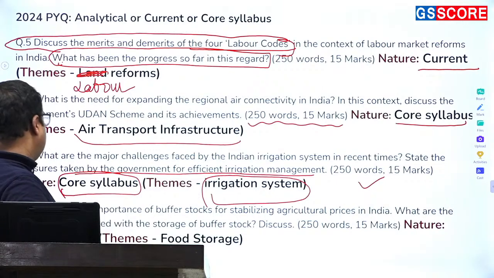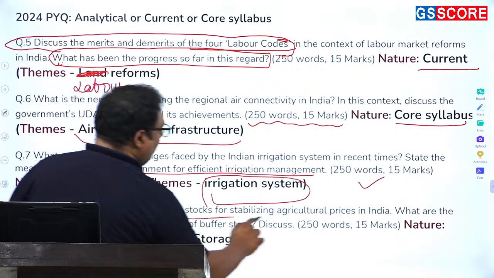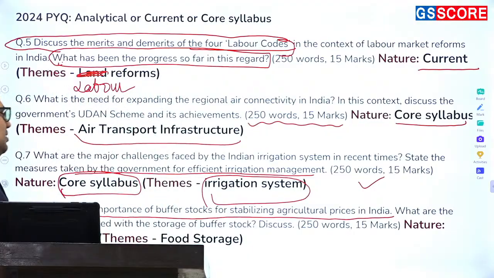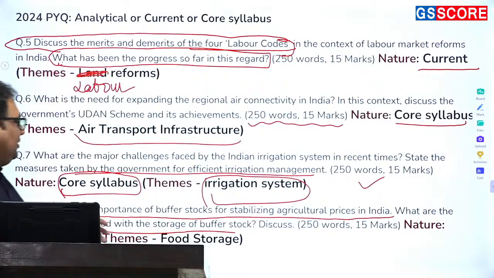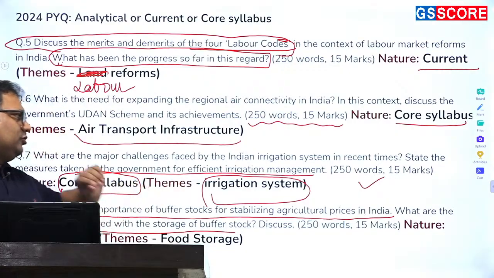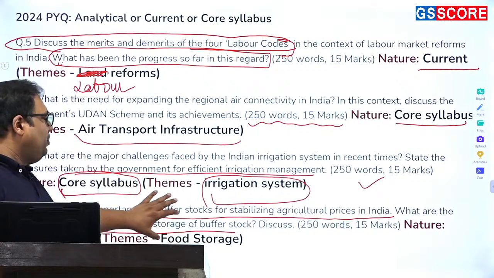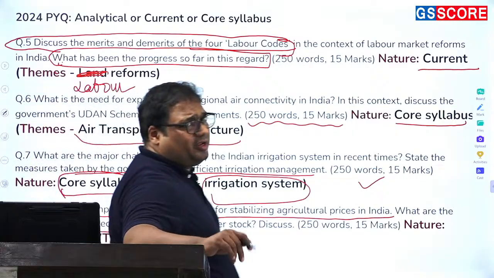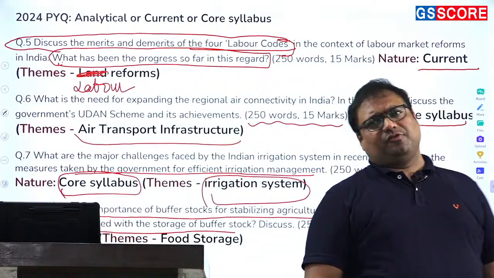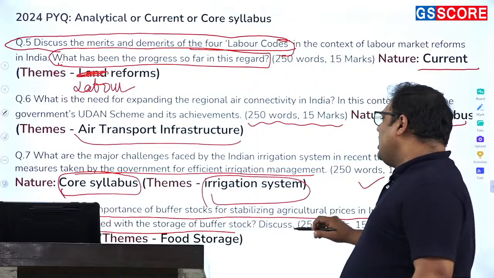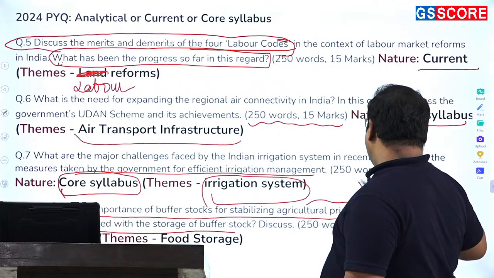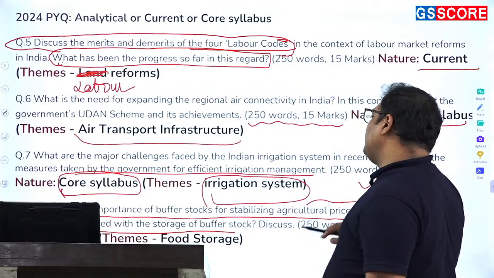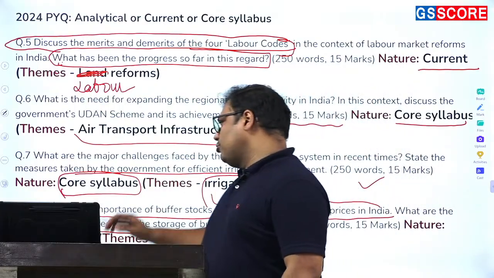Next question, elucidate the importance of the buffer stock for stabilizing agriculture prices in India. What are the challenges associated with the storage of buffer stock? So this is an applied question, although this is also related to core syllabus. Buffer stock is part of your syllabus. In the topic of FCI, Food Corporation, buffer stocks are there, and the role of buffer stock in agriculture price stability. So in a way, it is core syllabus as well as applied; you can link both dimensions to this question.